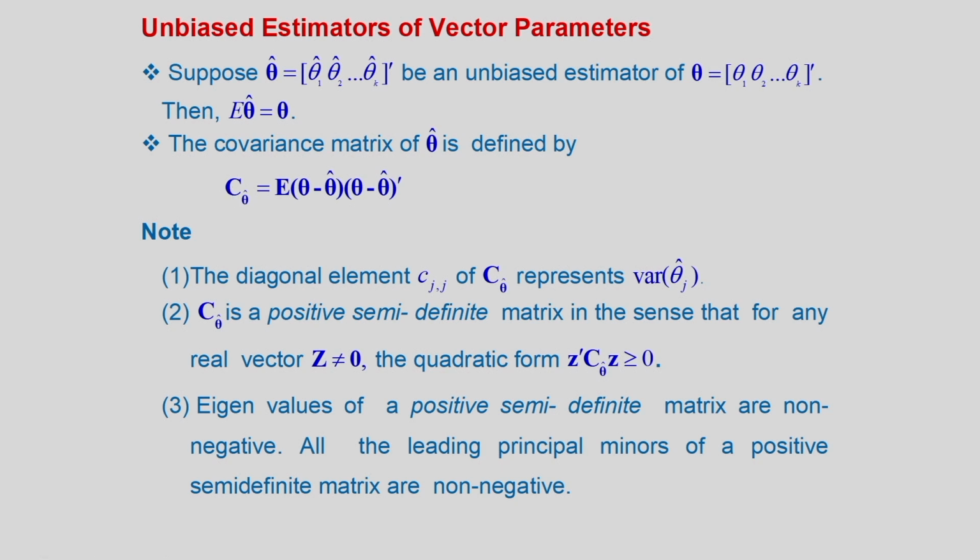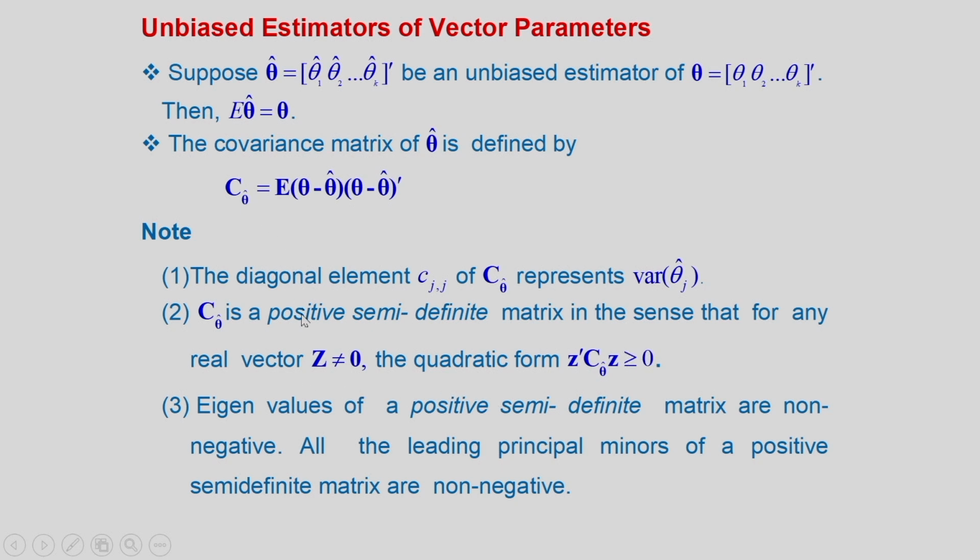This covariance matrix is a positive semi-definite matrix. How do I define a positive semi-definite matrix? For any real k-dimensional vector z not equal to 0, the quadratic form z transpose C theta hat z will always be greater than or equal to 0. This is the definition of positive semi-definiteness, and if it is greater than 0, then it will be positive definite.